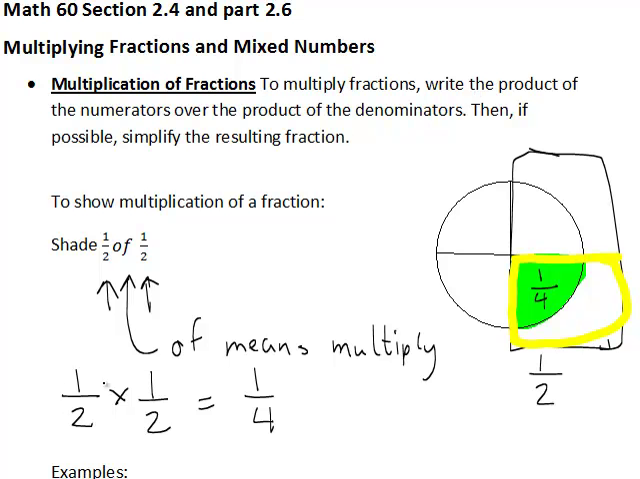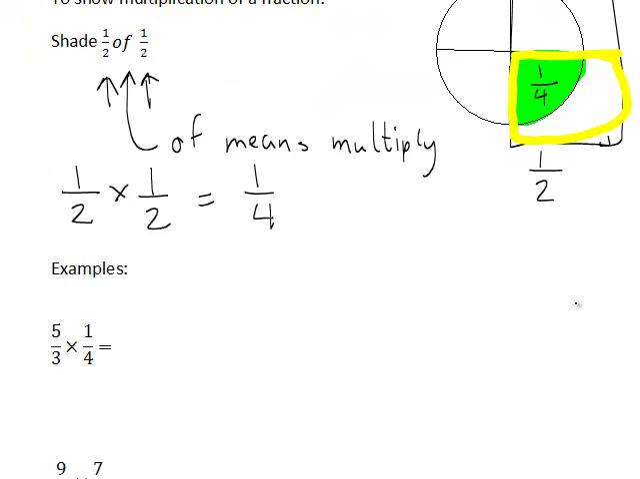So going back to our words up here, to multiply fractions, we write the product of the numerators, remembering that the numerators are the top number. So 1 multiplied by 1 is 1. We put that over the product of the denominators. 2 multiplied by 2 equals 4. That's how we do multiplication. Let's look at some more examples.